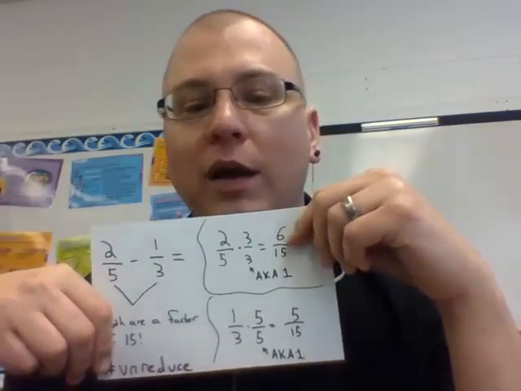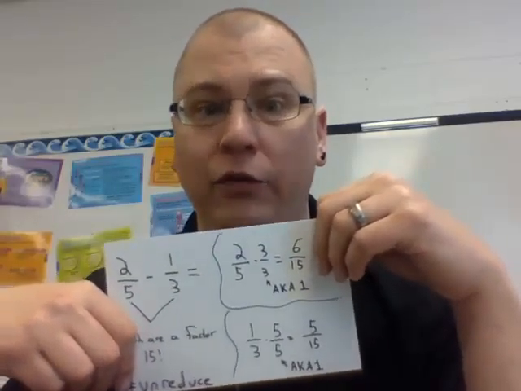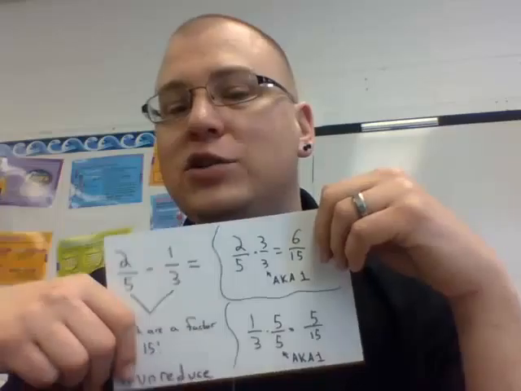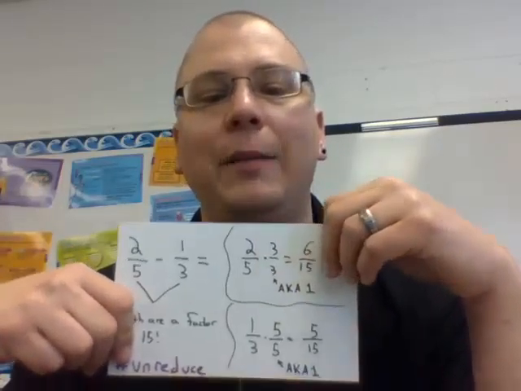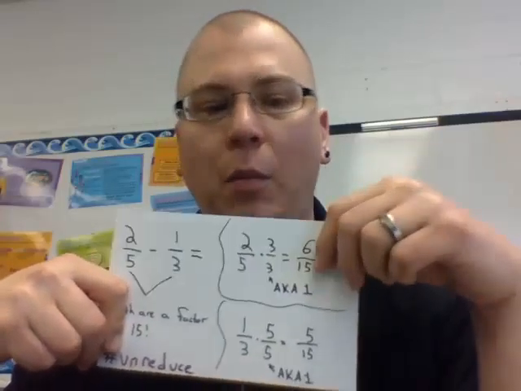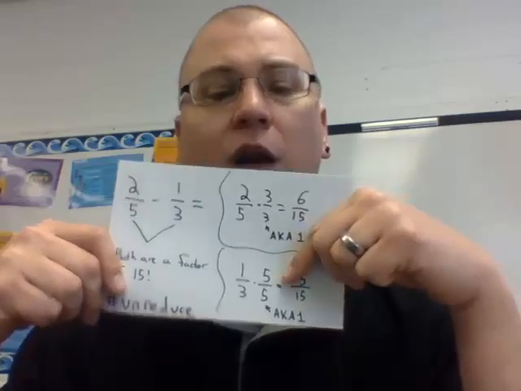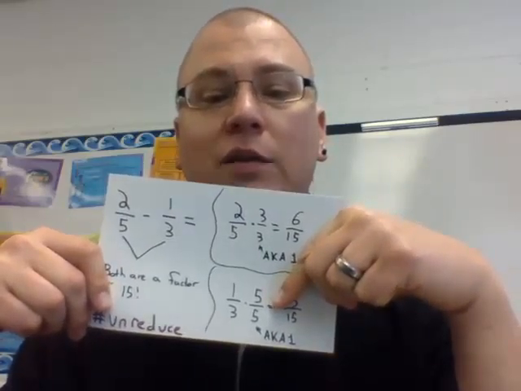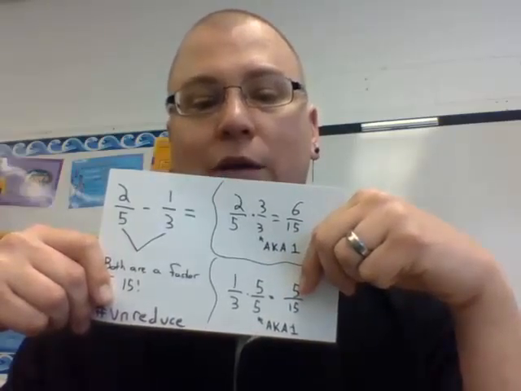We can do this because this 3 over 3 is 1, and 1 times anything is itself. So we change the way it looks, we change the way it works, but it still means the same thing, because if you diagram it, it takes up the same amount of space on the diagram. So down here we've got 1/3, our denominator is 3, which means we need to use our 5 over 5 as 1 so that we can change this denominator to 15.